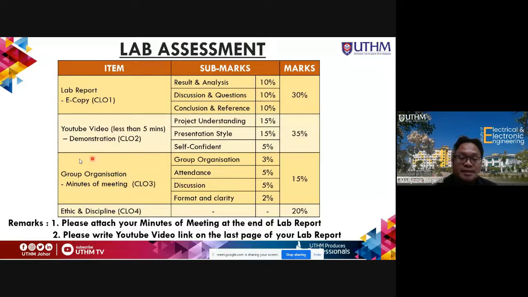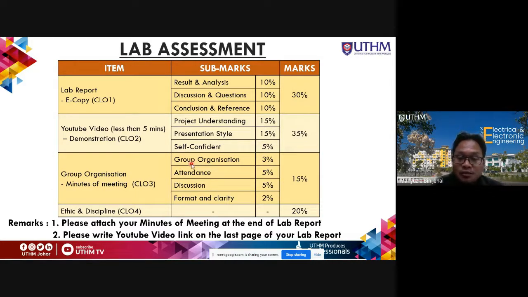Okay. Group organization. So you must prepare minutes of meeting, CLO number 3. So these are all applicable during the virtual exercise or virtual lab. Okay. So of course when we come to the campus, you are not required to do the minutes of meeting. But somehow, we have changed some of the approach, so we request you to provide the minutes of meeting. Okay. Since we have everything online or everything virtual.